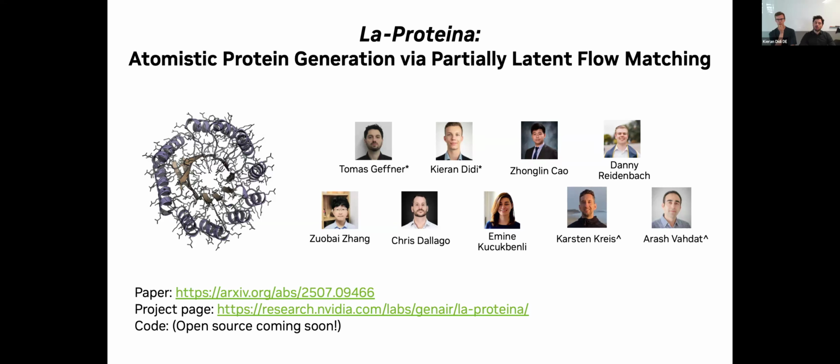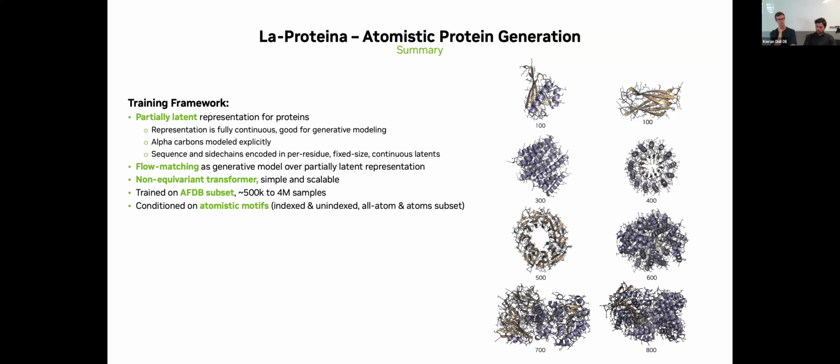In this partially latent representation, we model the alpha carbons explicitly, and then everything else, the sequence, the side chain coordinates, and the other backbone atoms that are not the alpha carbons, are modeled through continuous fixed-size per-residue latent variables. Once we have this representation, we can easily define a generative model and take advantage of continuous space diffusion models and flow matching without having to worry about variable dimensionality or the discrete components of the sequence.